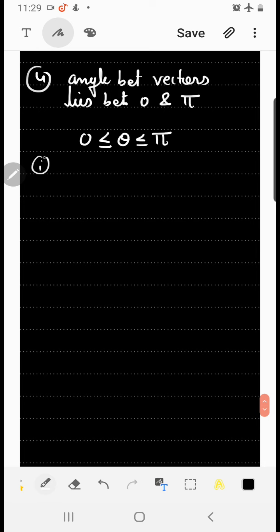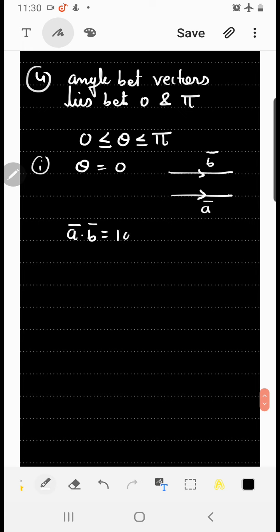What is the first part? Can I say your theta can be 0? Now when I say theta equal to 0, let's imagine the diagram for this. The diagram would be A bar and B bar, and the angle between them is 0. Now let's go for dot product because we are talking about angle. So what is A bar dot B bar? Can I say mod of A bar, mod of B bar, cos 0, and what is cos 0? It is 1.